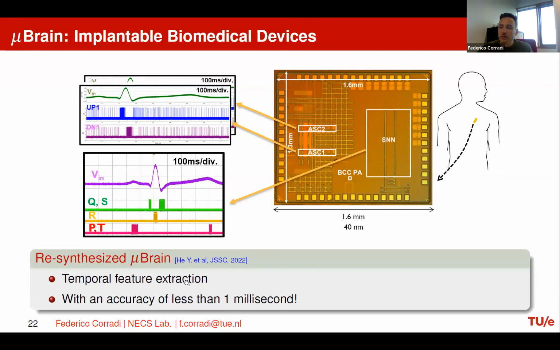And so we do temporal feature extraction, and we have an accuracy that is less than 1 millisecond, right? And this is something that we measured at the scope. And this is very interesting, because if you have a 256 kilohertz sampling rate, you already have a latency of 4 milliseconds because of your sampling. But because you're asynchronous here, you can go faster.